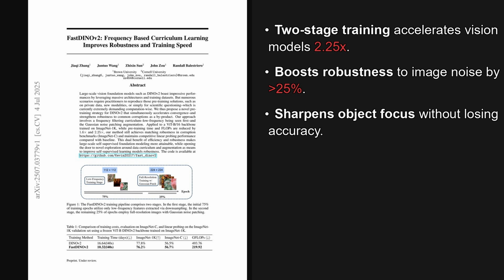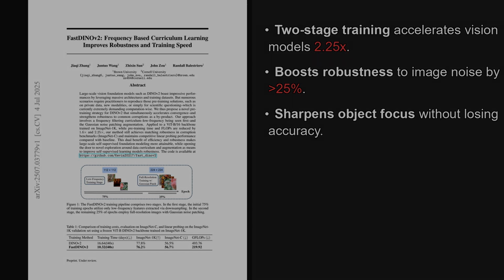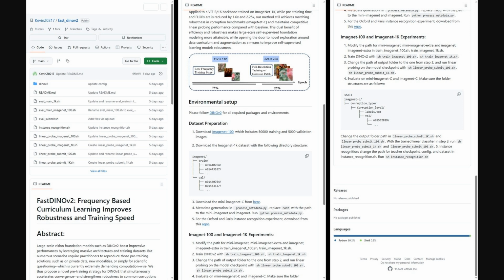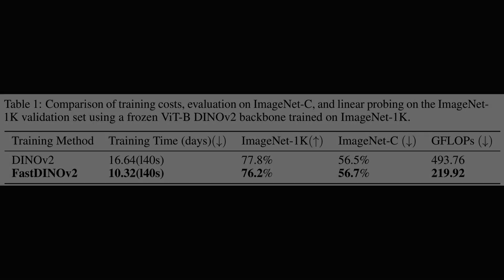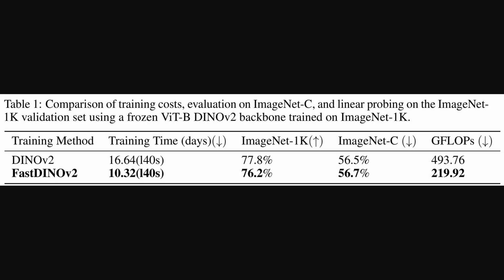The authors use a two-stage training strategy, starting with low-resolution images to accelerate learning and improve efficiency. Also, the authors shared their implementation on GitHub. If you check it out, you'll find all the shell scripts needed to reproduce their work. This includes everything for training the model on ImageNet and for running the linear probing and evaluation benchmarks they talk about in the paper. So what does this two-stage process actually achieve?